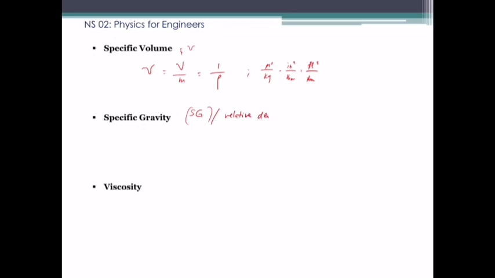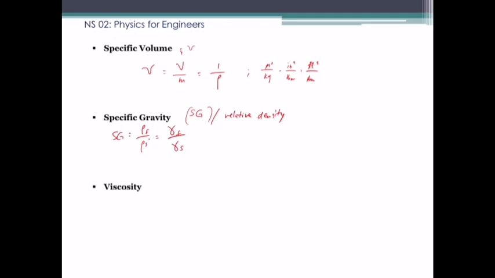It is called relative density because we will use a standard substance. It is the ratio of the density of the fluid to the density of the standard substance, or the ratio of the gamma of a fluid to the gamma of the standard substance. The standard substance to use is water. Since it is a ratio, the units simply cancel, so specific gravity has no unit.